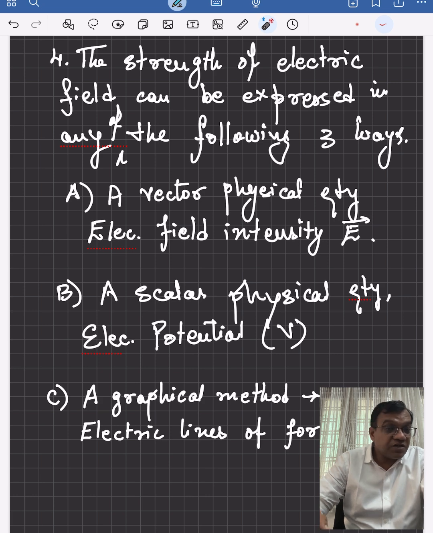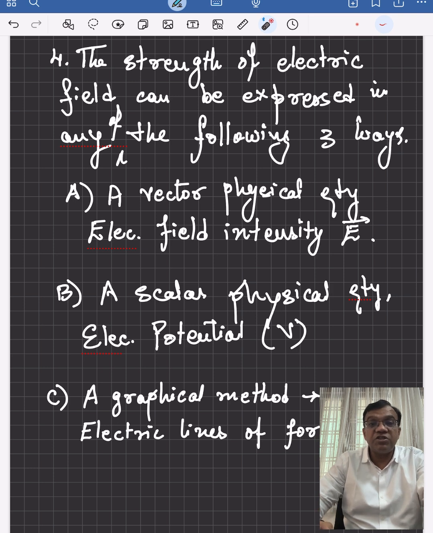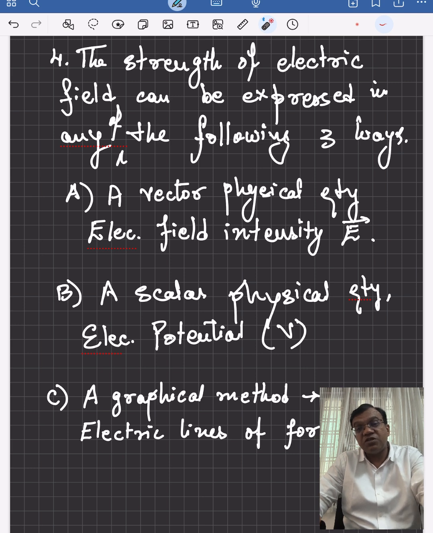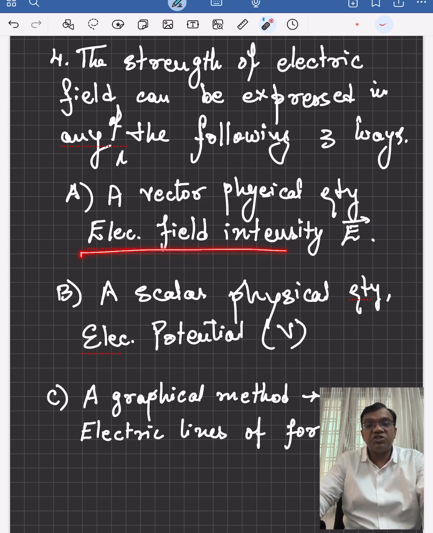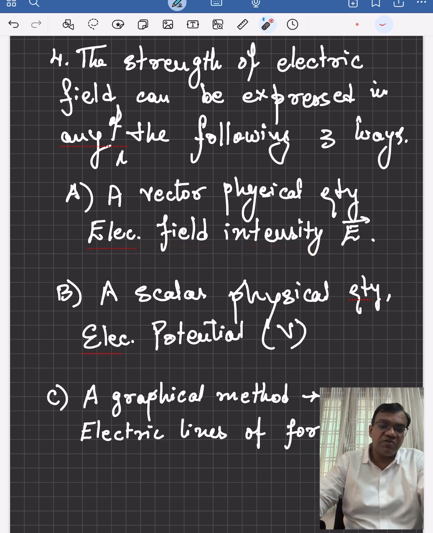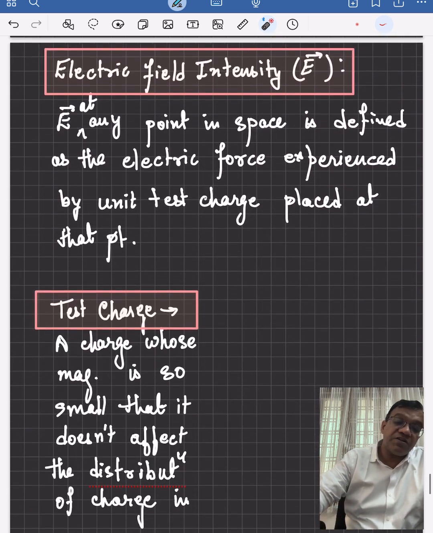Now remember, electric field is the region surrounding a charge in which its electrical effects can be observed, while electric field intensity is the strength of that electric field, the way to represent the strength of that field. People use electric field intensity and electric field interchangeably, so be very careful, even though this is not required actually. Generally, electric field means they want to say electric field intensity only. So now we are coming to the electric field intensity.